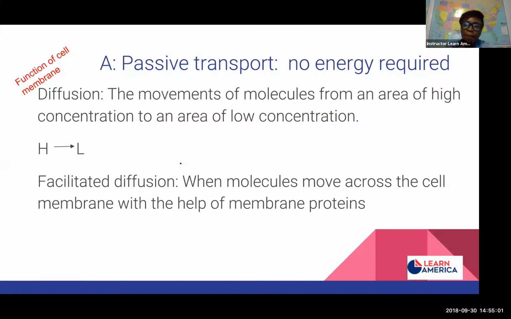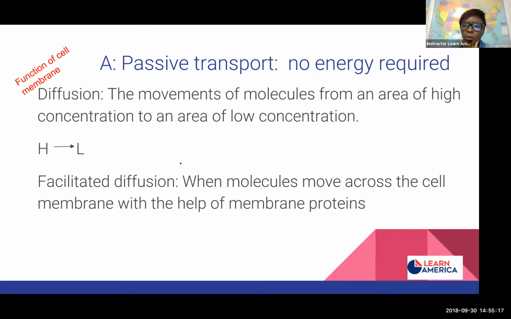Okay, so let's go on. We're talking about things moving in and out of the cell membrane, and that process is referred to as diffusion. There's two types of transport through the cell itself. There's passive transport and there's active transport.